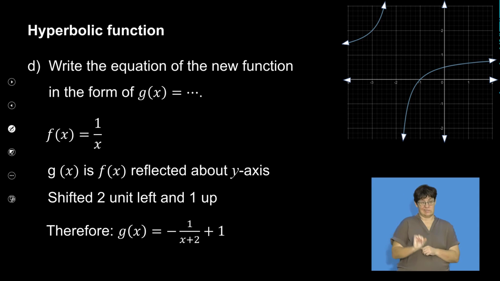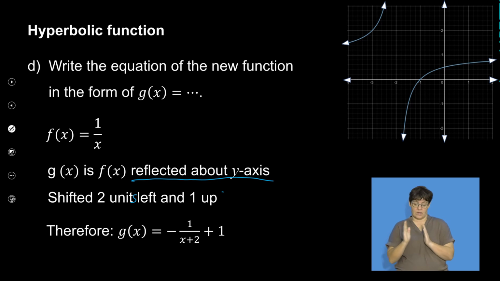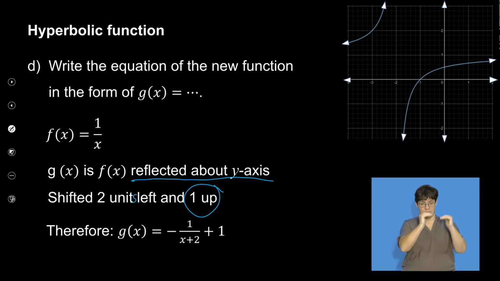Remember, the new function was formed by reflecting f of x about the y-axis, and then by also shifting it 2 units left and 1 unit up. And therefore my equation then becomes x plus 2 and then plus 1 at the end there.